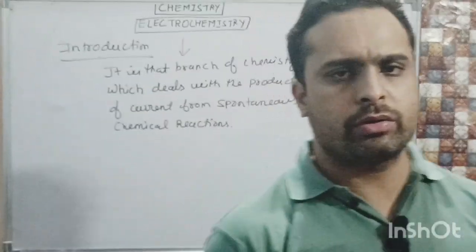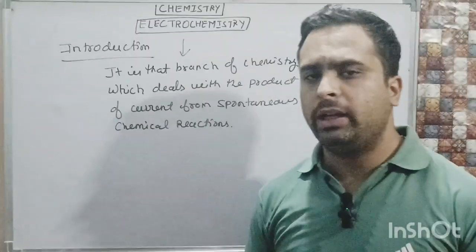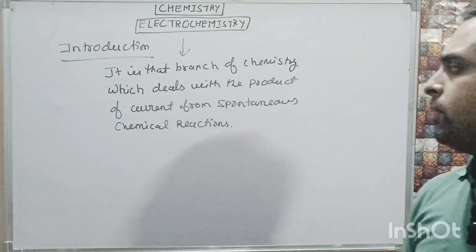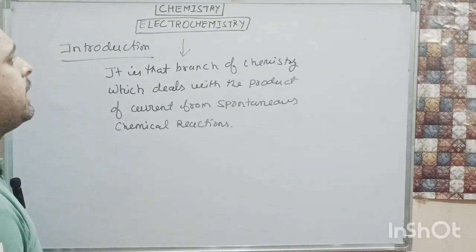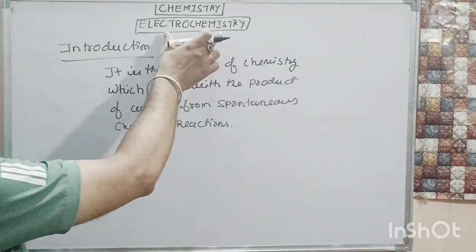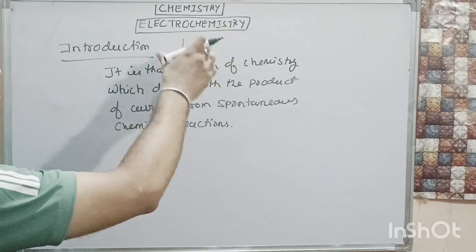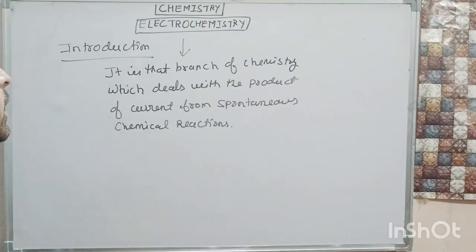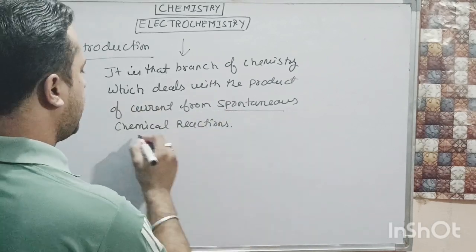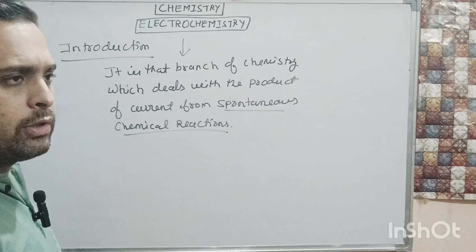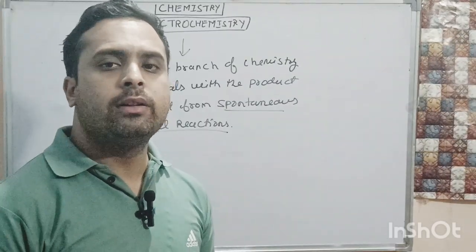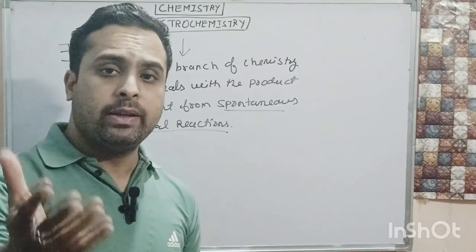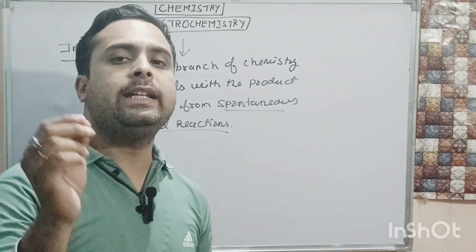Now, what's the importance of electrochemistry in our life? We understood it is the production of current from spontaneous chemical reactions. This is called electrochemistry. Or in other words, we can call it movement of ions, movement of electrons. That is called electrochemistry. Okay, so we are going to study this, and I told you that it is a spontaneous chemical reaction. Spontaneous means occurring by itself, without any external force. Those types of processes are called spontaneous processes.